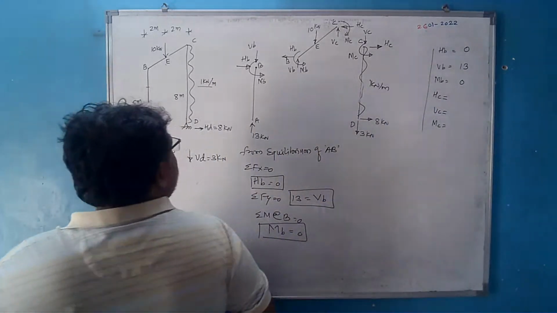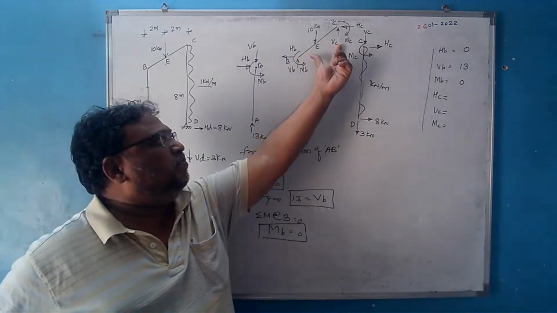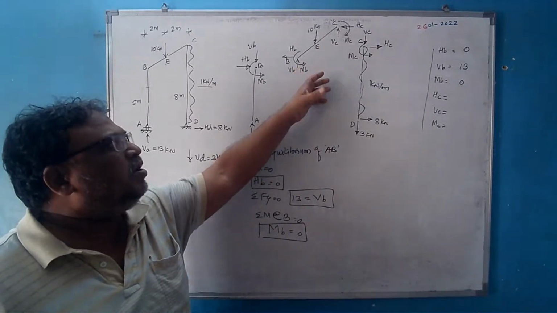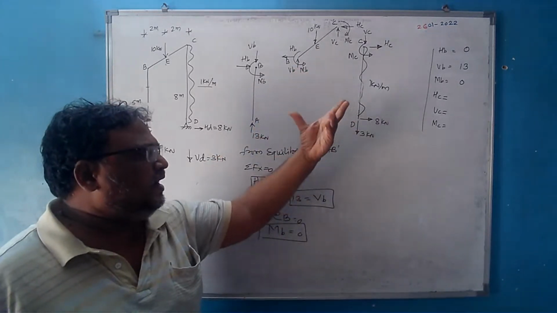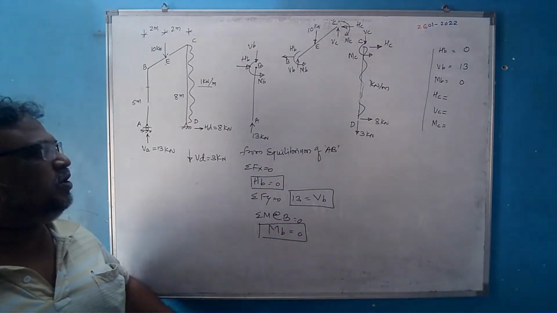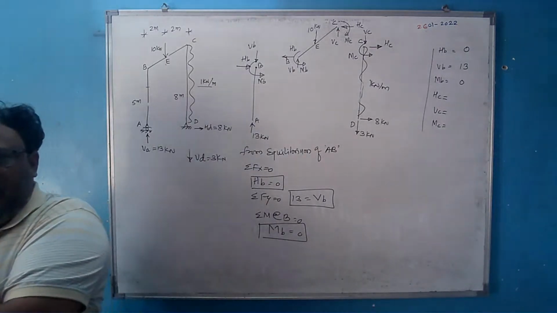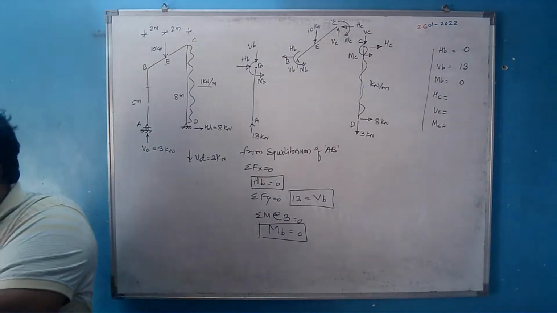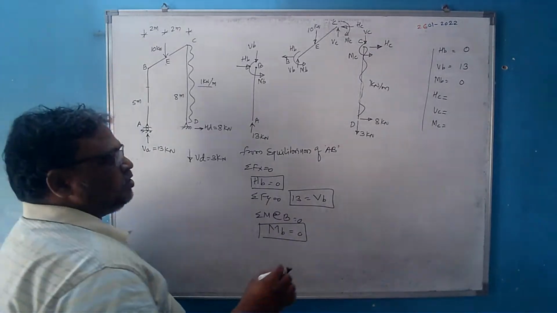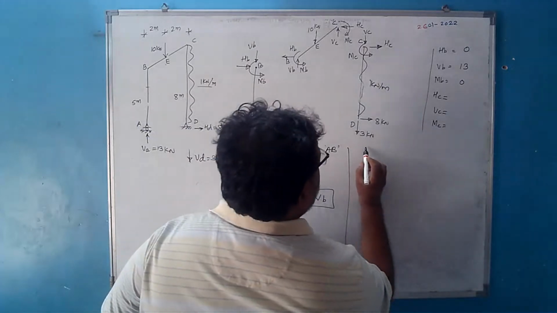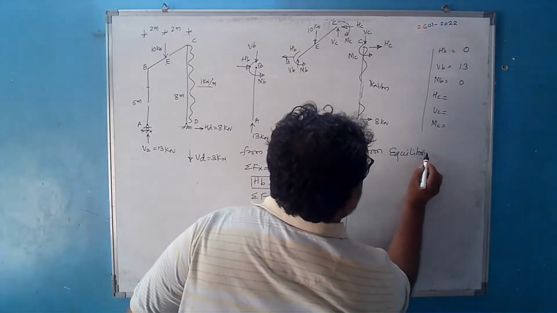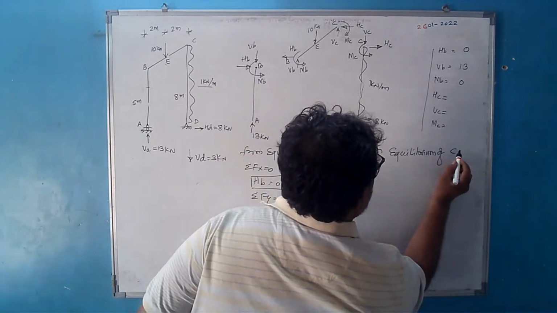Now, rather than solving this inclined member, it does not mean that we cannot solve the inclined member. We can solve, but that will be lengthy and a little tedious. More calculations may be involved there. That's why we normally prefer, wherever possible, the vertical or the horizontal members. So here we will take the other member, CD, and we will solve from the equilibrium of member CD.